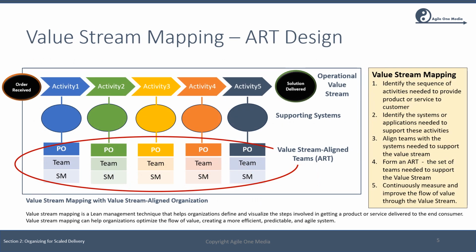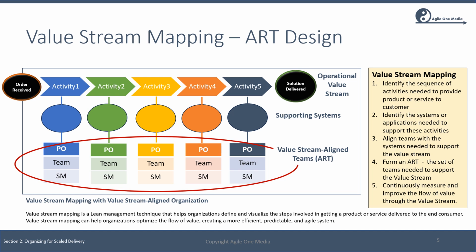Now let's look at value stream mapping as a tool to assist us with ART design. Value stream mapping is a tool from Lean, which can assist us with agile organization design. Value stream mapping involves a number of steps. Step one is first to identify the sequence of activities needed to provide a product or service to a customer. This simply involves laying out the value stream. For example, manufacturing a product, fulfilling an order, providing a loan, or delivering a professional service. Like we said earlier, all products and services will have an associated value stream.